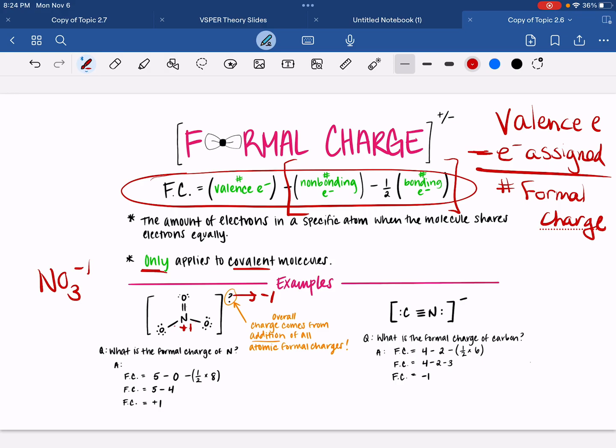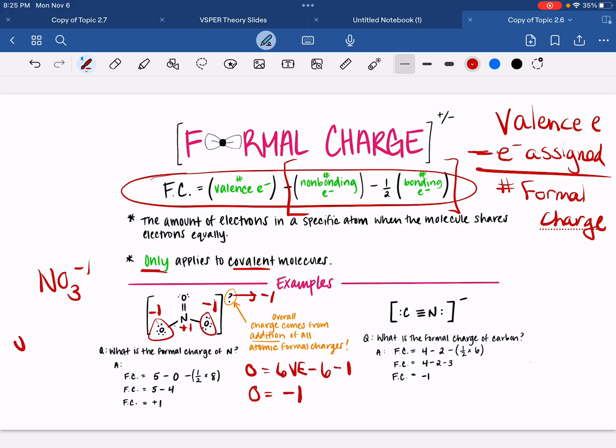Let's take a look at the oxygens. The oxygens on the bottom have 6 valence electrons. They have 2, 4, 6 electrons that are lone pairs, and they have 2 bonding electrons, so half of that is 1. For this oxygen on the right, 6 minus 6 is 0, minus 1, so this is a -1 charge. This one is also going to have a -1 charge because it is equivalent on the other side.